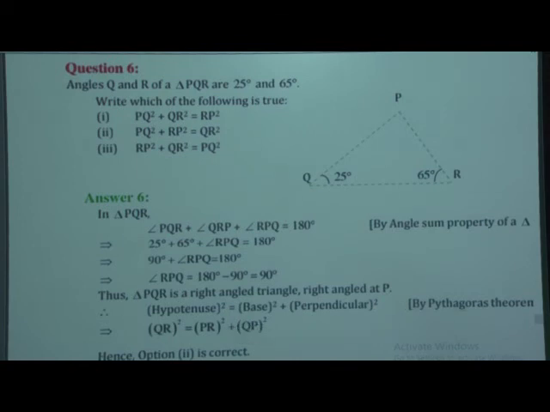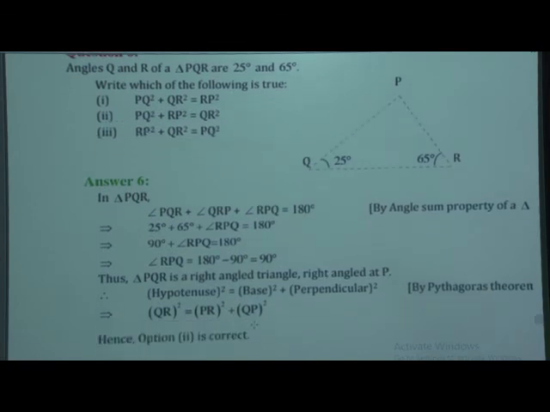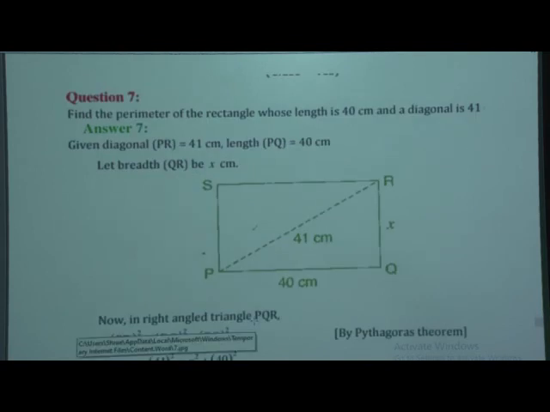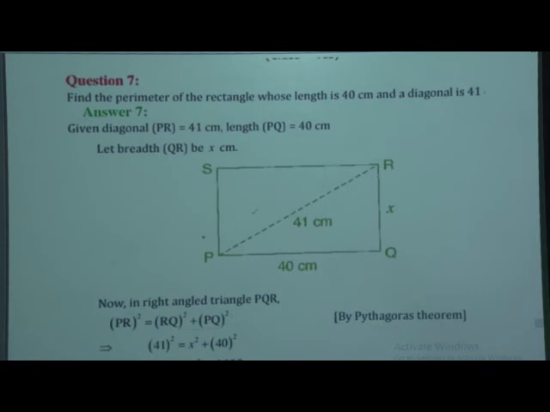So QR square is equal to PR square plus QP square. Now you know the values, so hence the first and second options are correct. Here also we can say that both the options are correct because they follow the Pythagoras theorem. We will see one more example.